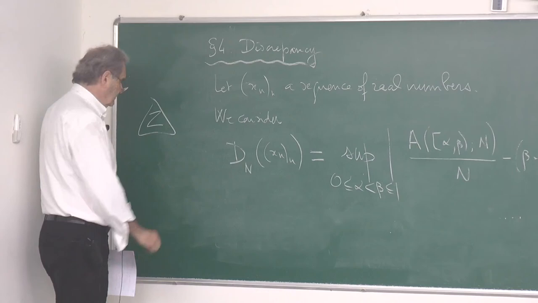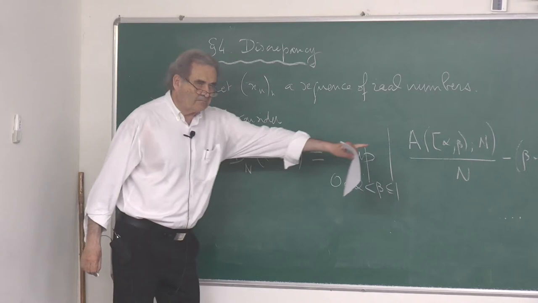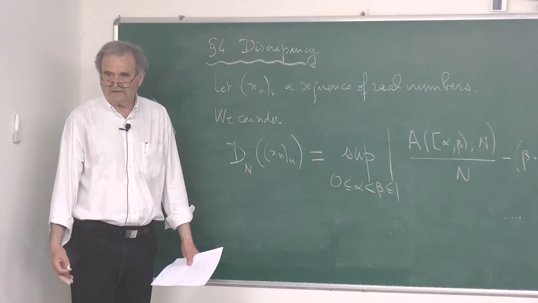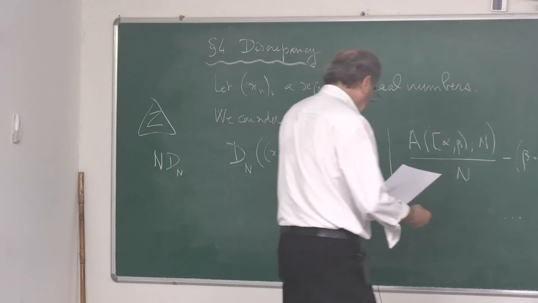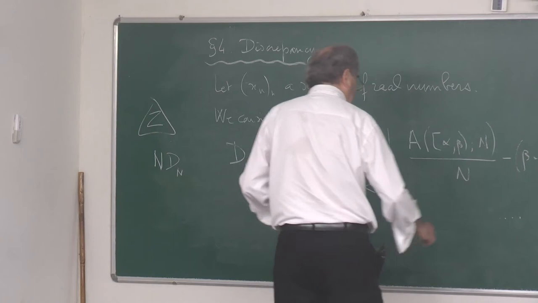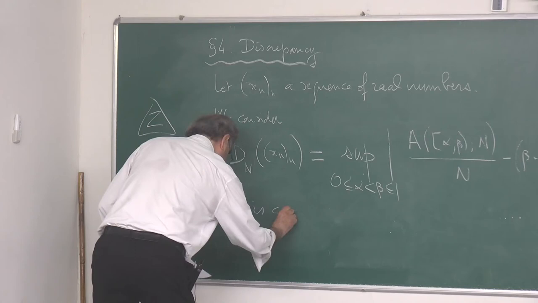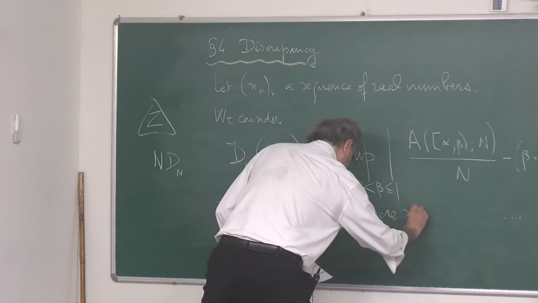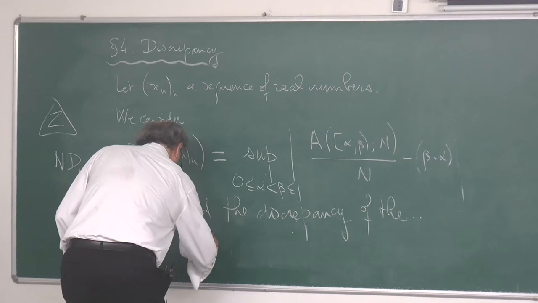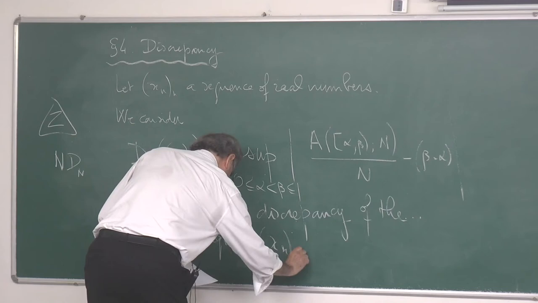Be careful, some consider n Dn, that is to say the number of elements. But you will see immediately whether you are considering Dn or n Dn. There is no real reason, I explain to you why people have different things. So okay, this is called the discrepancy of this sequence xn.